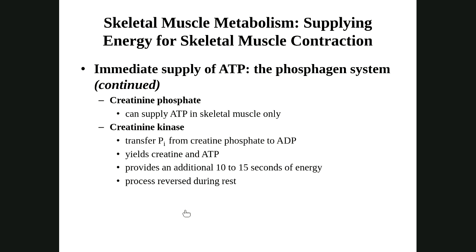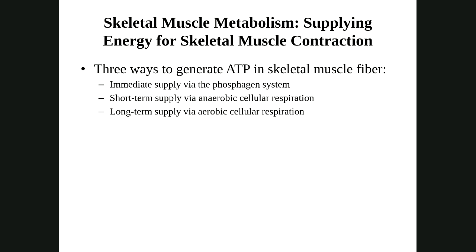Those two combined, the ATP plus the creatine phosphate, create the phosphagen system. ATP is for immediate energy, and creatine phosphate recharges ATP for another 10 to 15 seconds, not very long at all. We break it down and add the phosphates back to the ATP so that we can get more energy. So the phosphagen system is what always starts our muscle contraction. We use the ATP and then we use creatine phosphate.